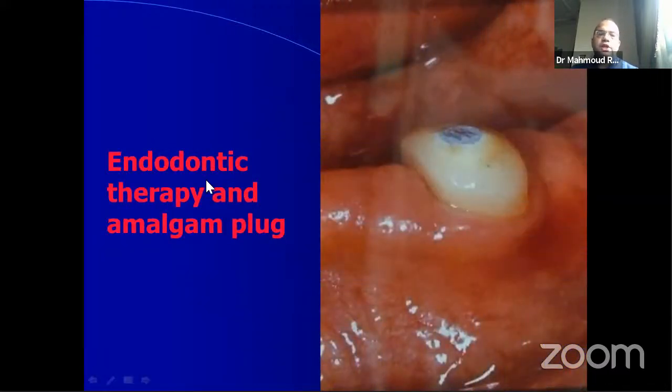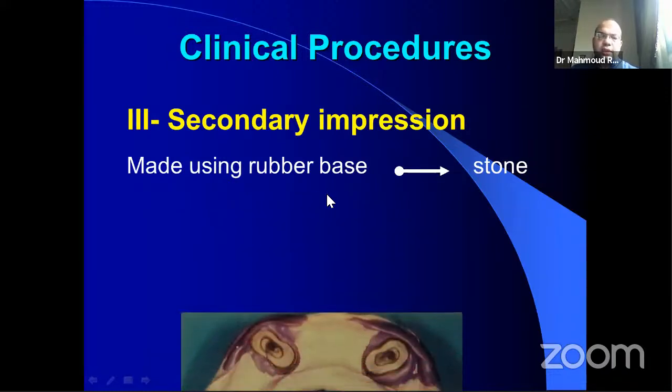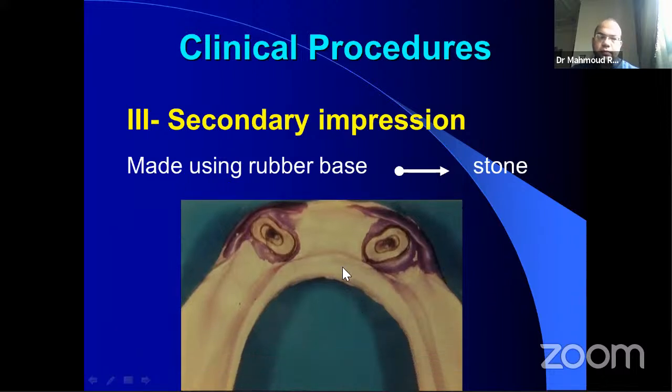So the first option is to close the canal here with an amalgam plug, as we said. Then we are going to do the secondary impression, most commonly made by using rubber base and pouring it in stone like this. What we see here is a post that is inserted into the canal to take the impression of the root canal. This is a coping impression.